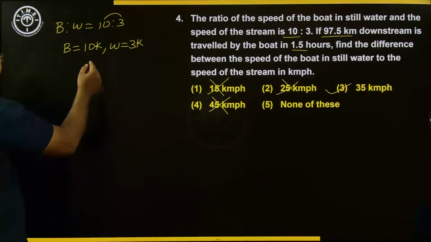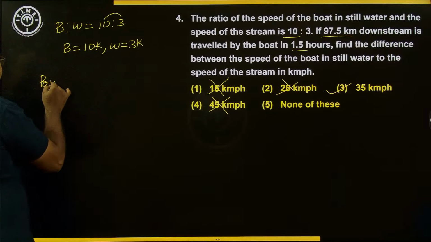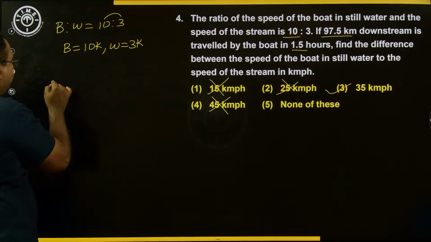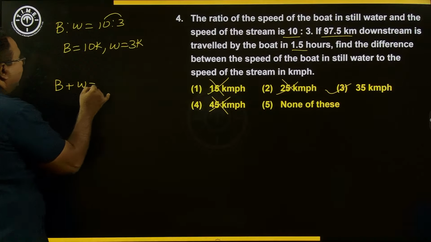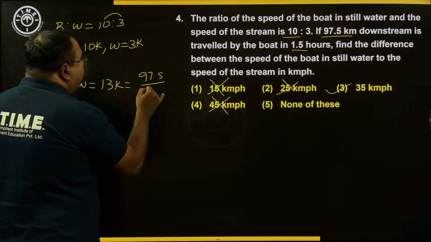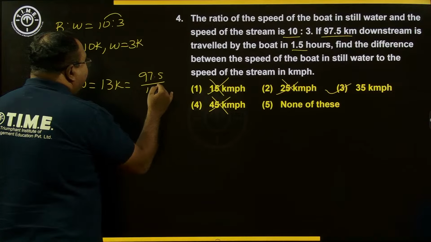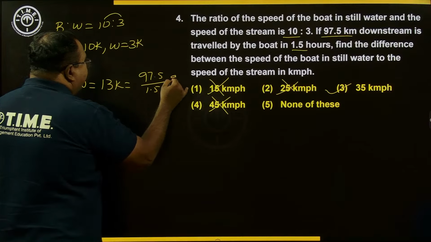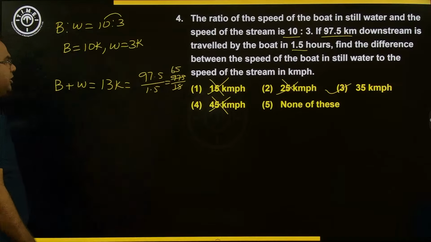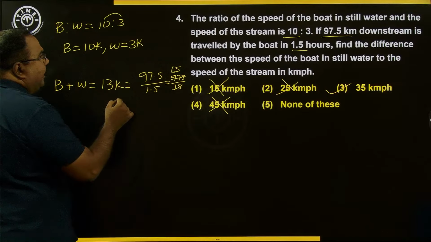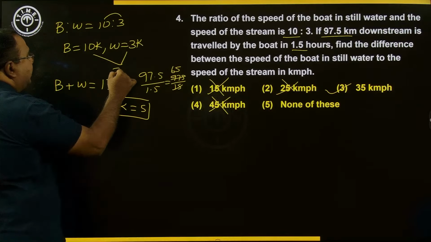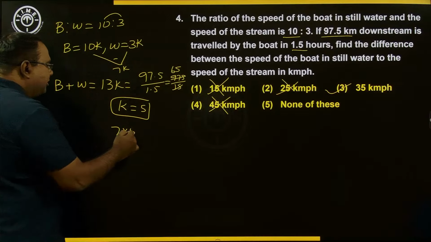So what is my downstream speed? B plus W is equal to 13K. Downstream I am going, speed is equal to distance by time, 97.5 by 1.5. So obviously I can ignore this point, 975 upon 15. 15,690, 15,575. So 13K is 65. So obviously K has to be 5. Difference between these two is 7K. So 7 into 5. Solving is also easy, not a difficult one.